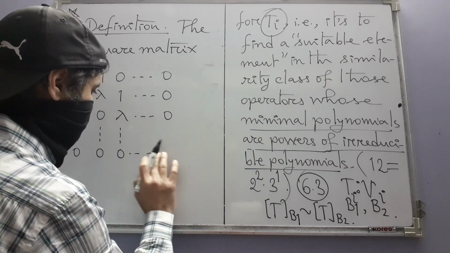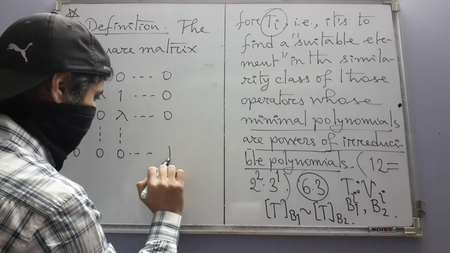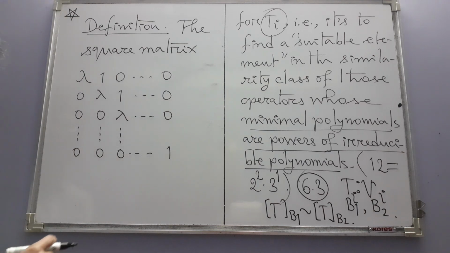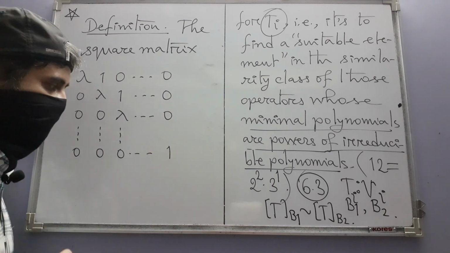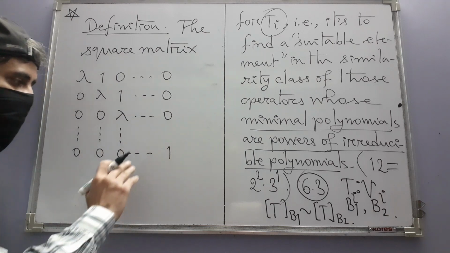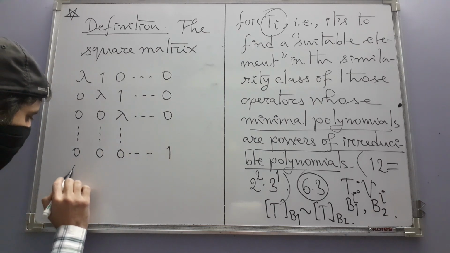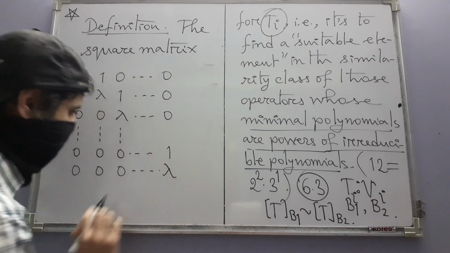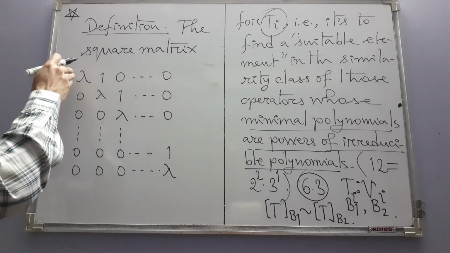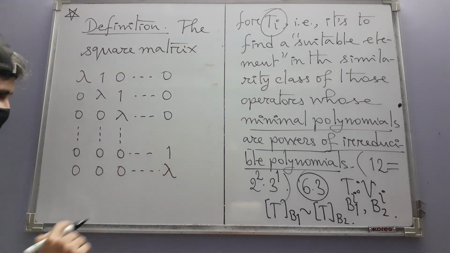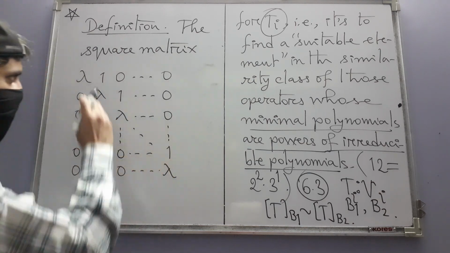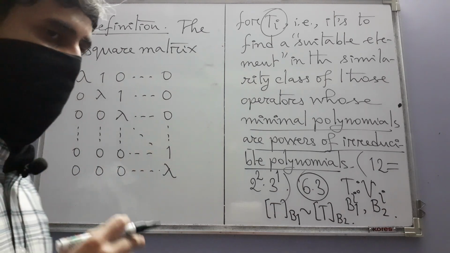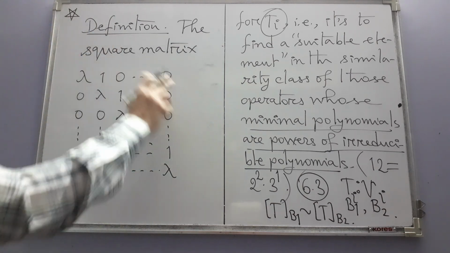So there will be one row in this matrix which is the row before the last row. That will end like this, lambda 1. The entry before this is lambda, which I am not showing. But the very last row is this. So you have lambdas on the main diagonal, one on this diagonal which lies above the main diagonal, which is also called the super diagonal, and you have zeros elsewhere.